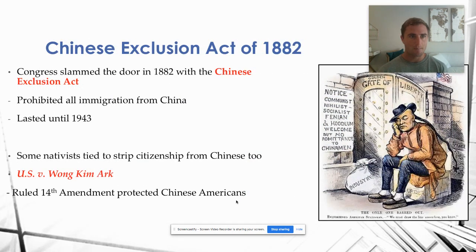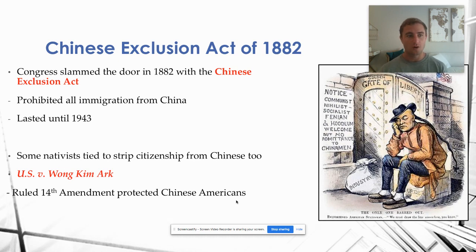Back to anti-immigrants, back to nativism. Because of overt racism, especially in California, we see the first group excluded from being able to immigrate to the United States, and that is our Chinese. Congress is going to completely halt immigration from China in 1882 with the Chinese Exclusion Act. This was only supposed to last 10 years. However, it was re-upped every 10 years. And it lasts all the way until 1943, until FDR finally gets rid of it.